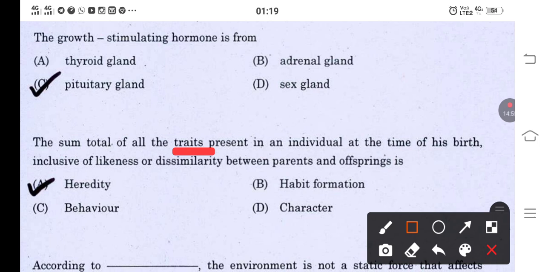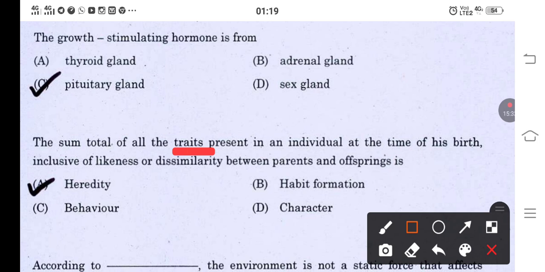Over here we should understand that the traits which are present at birth, some traits will be similar to parents, some traits will have dissimilarities with the parents and the offsprings. The other options like habit formation, behavior, character, all these things will change as the child grows. The habit formation will change, the behavior can change, the character can change.